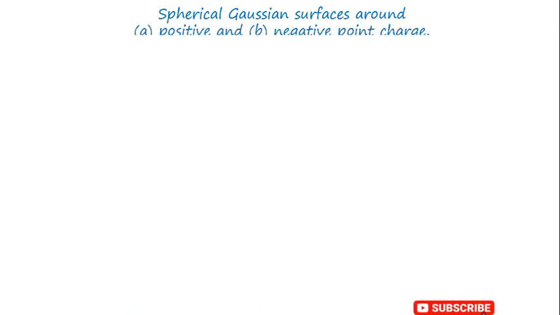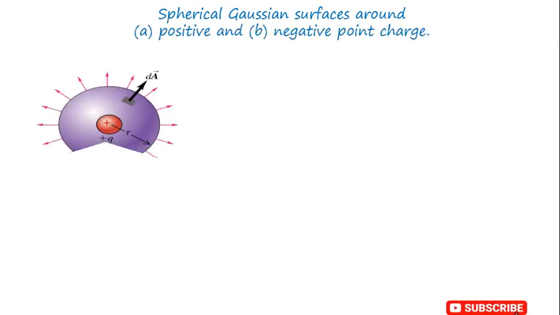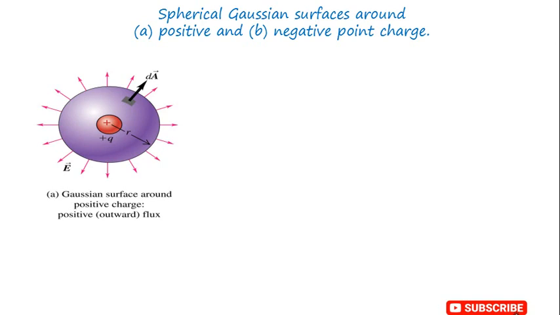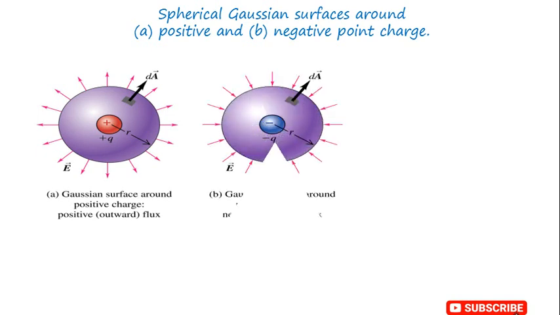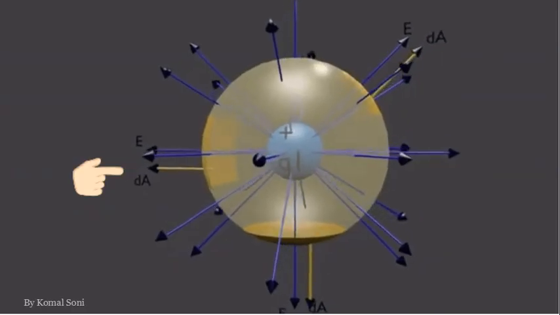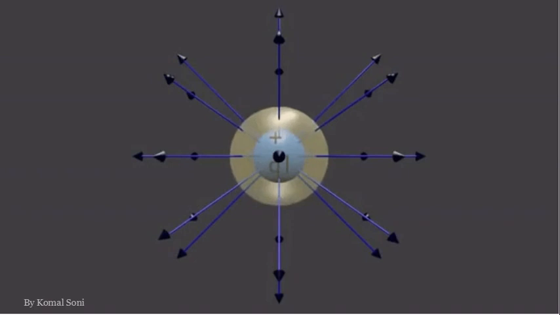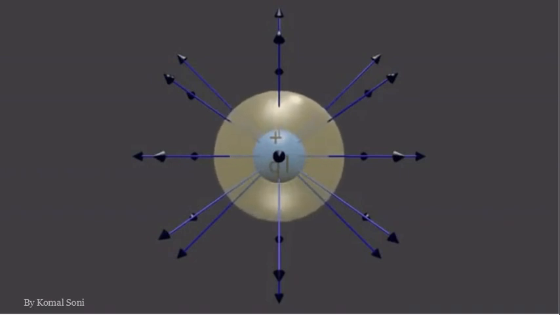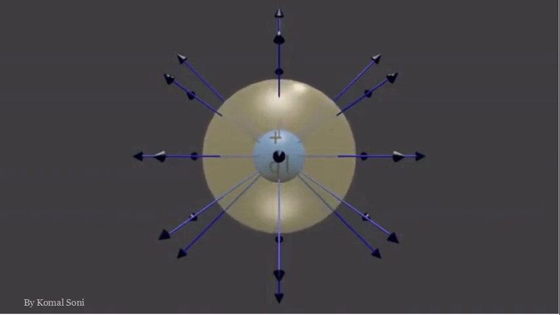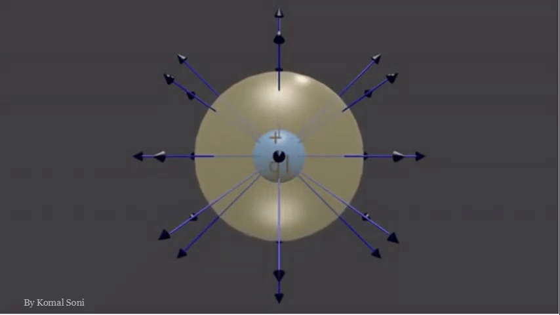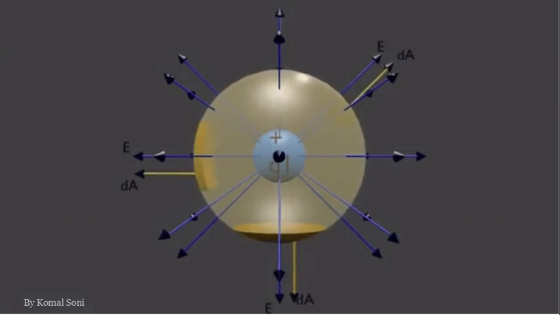Spherical Gaussian surface around a positive and a negative point charge. For a positive charge, there is outward flux, and for a negative charge, there is inward flux. Here for a positive charge, the direction of the electric field and the tiny area element is the same.